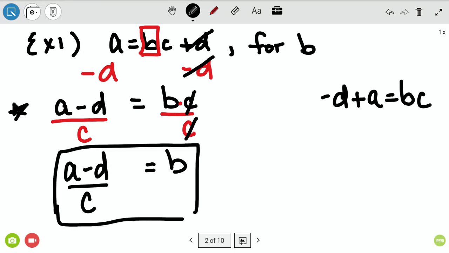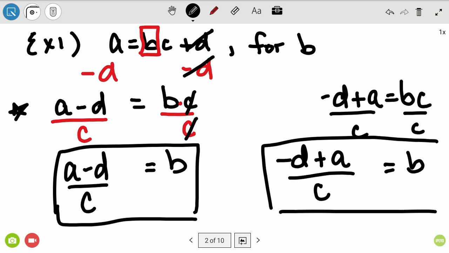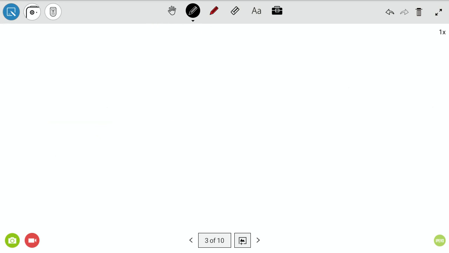And then, of course, I would also accept over here the same thing; the only difference is you wrote your negative D first, your A second, and then it's still over C. And these are the exact same answer, and both are 100% right. Okay? Any questions on that one before I move on? Okay.